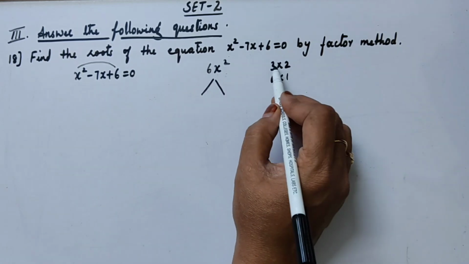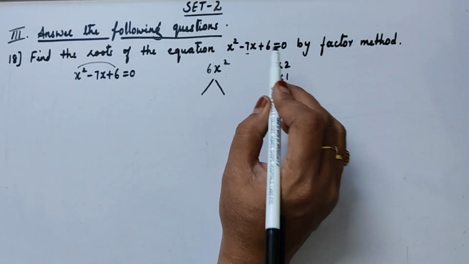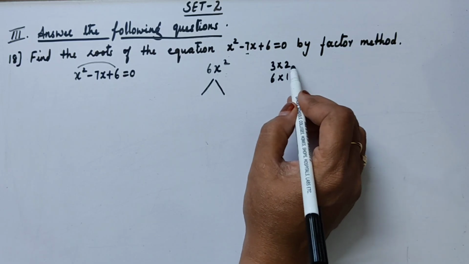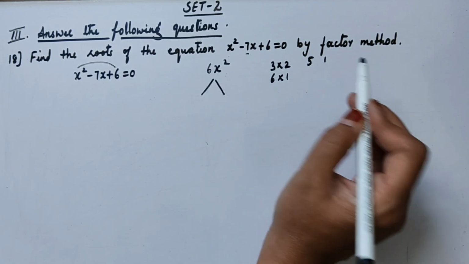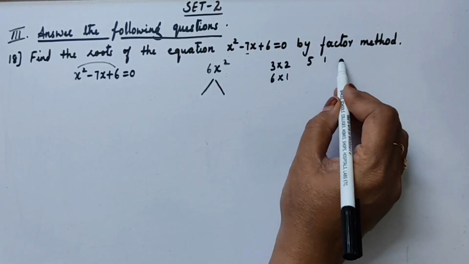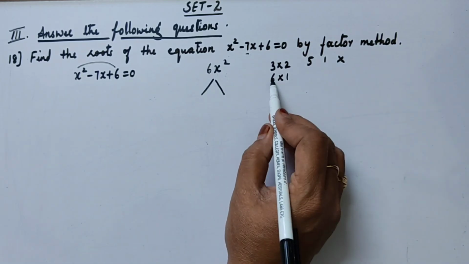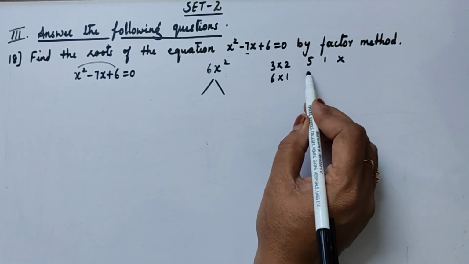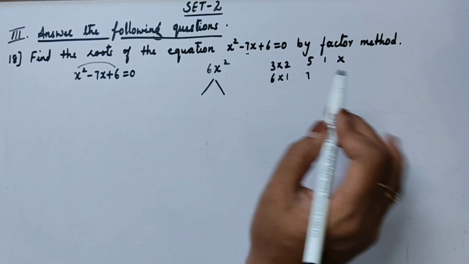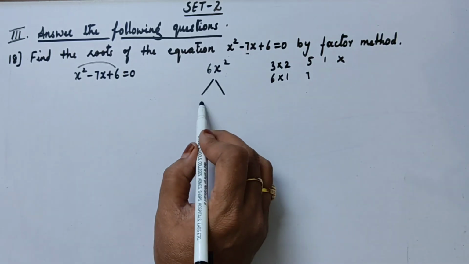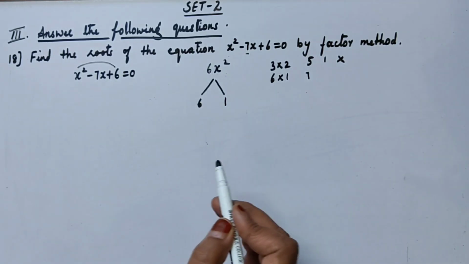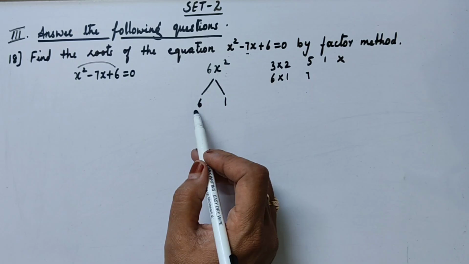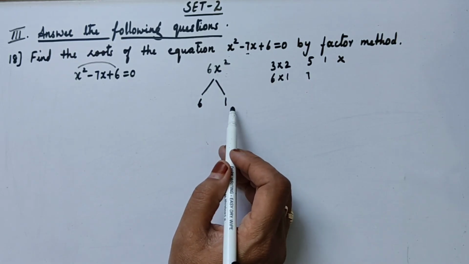Now when I add or subtract, I have to get the middle number. If I add, I get 5. If I subtract, I get 1. No, so this will not work. 6 plus 1 is 7. If I add, I'm going to get 7, students. So I got the middle number. Let us take the factors as 6 and 1. Always take a greater number followed by a smaller number.